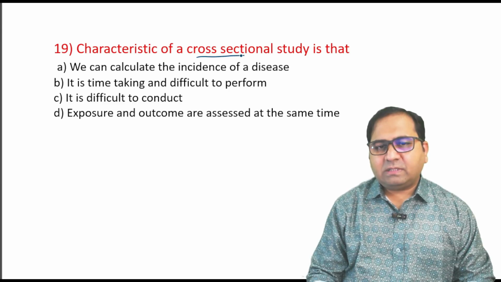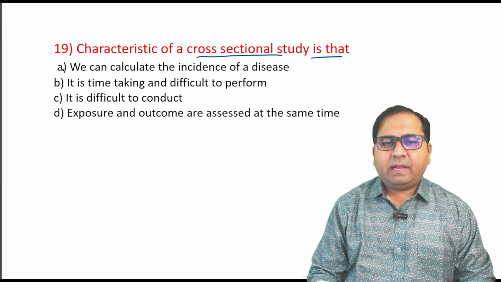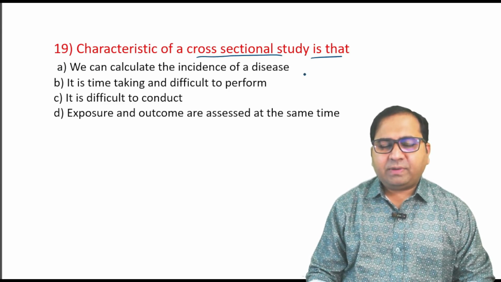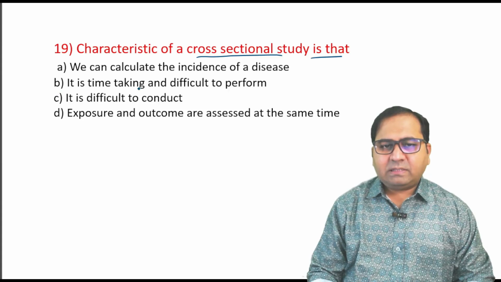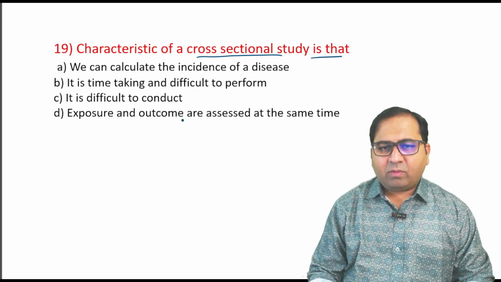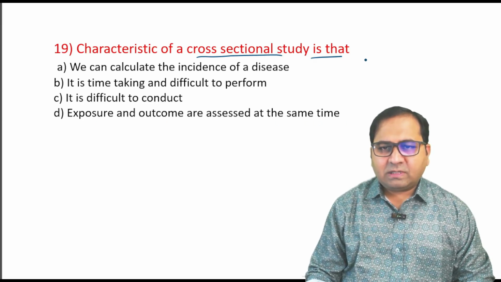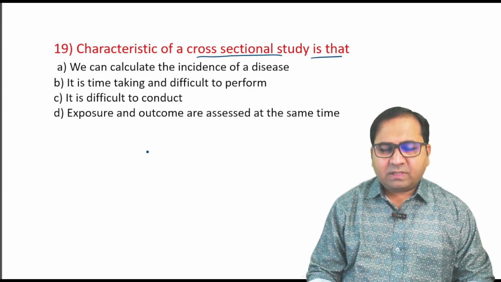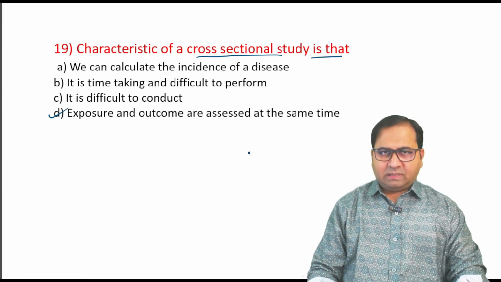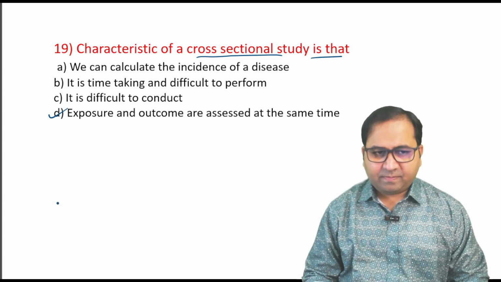Characteristic of a cross-sectional study is that, the options are: A. We can calculate the incidence of a disease. B. It is time taking and difficult to perform. C. It is difficult to conduct. Or D. Exposure and outcome are assessed at the same time. So what is the characteristic of a cross-sectional study? Among the options given, option D, that is exposure and outcome are assessed at the same time, is the answer for this question.